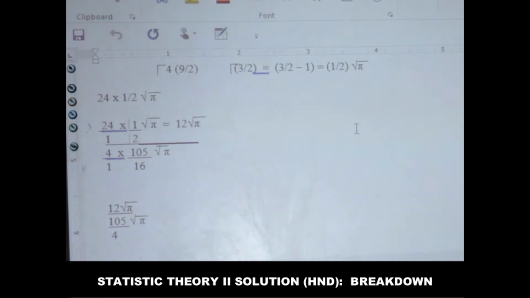Now, we have 4 times 1 over 105 over 16 square root of pi. Now, 4 will go in 16, giving us 4. So you have 105 over 4 square root of pi. So you have 12 square root of pi over 105 over 4 square root of pi.